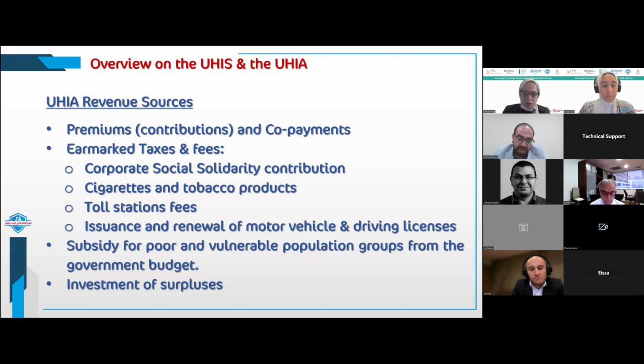So basically, the UHIA is tasked with identifying the poor and the vulnerable, and then we send this data to the Ministry of Finance, and the Ministry of Finance will be paying the contributions of these vulnerable population groups. And the last source of financing is the investment of UHIA surpluses and our retained earnings. Currently we have a very big investment portfolio, and we're looking to develop it to help us with managing the sustainability of the Universal Health Insurance Scheme as we gradually expand to more and more governorates and provide coverage for more and more beneficiaries.